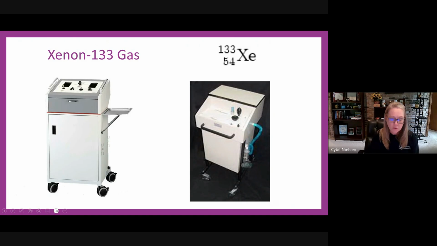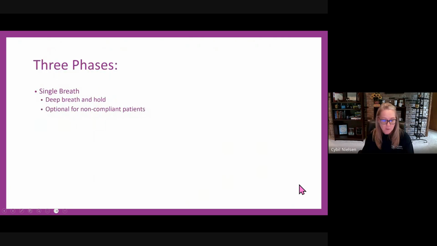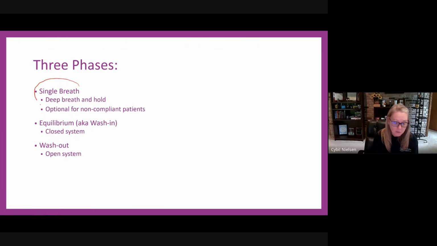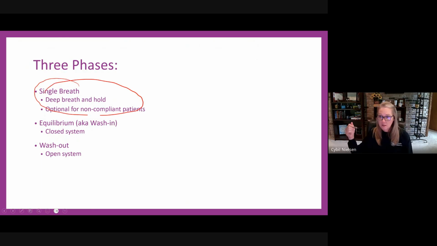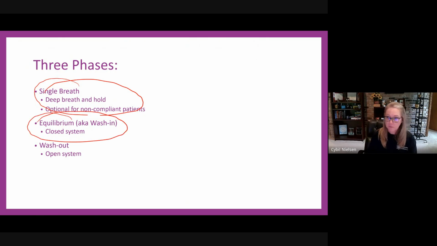All right, so these are the two commercial systems for xenon. And the way that this works is we're going to do 3 phases. We're going to do the single breath phase, where we inject the xenon into the breathing apparatus and we have the patient hold their breath. The length of time for this image is as long as the patient can hold their breath. Once they start breathing, we go to equilibrium.